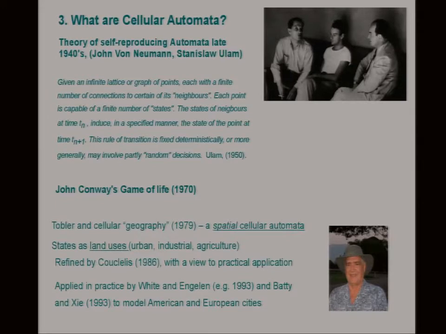So there's a lot of talk in the land use modelling literature about transition rules and states and neighbours, and all of it comes back to this. Then there were some experiments by mathematicians later on, like John Conway, who came out with the Game of Life, which I'm sure you've seen if you know anything about cellular automata. It's a kind of classic example.